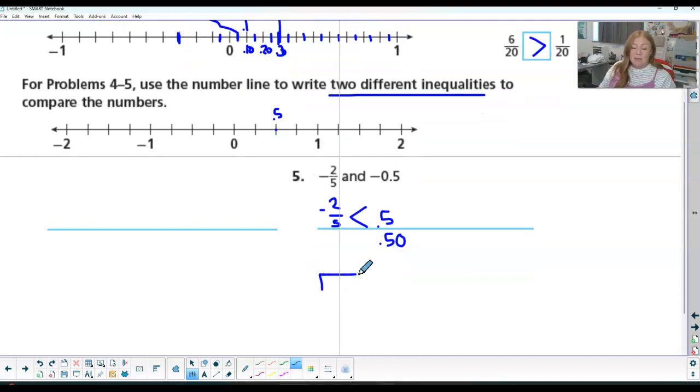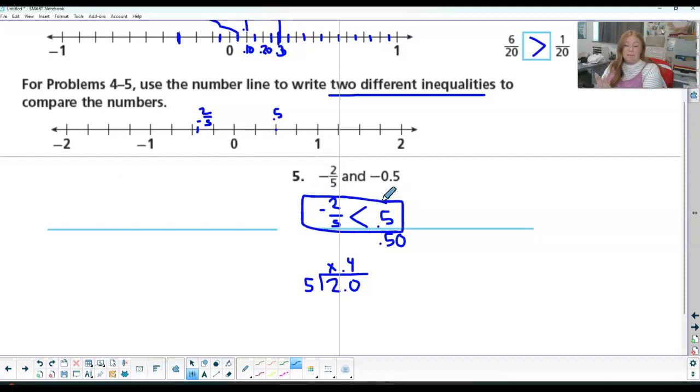If I did want to put it on the number line, I could take 2 and divide it by 5. Can't go into 2, but it goes in there 4 times. So 40, this would be 40. This was half, so it'd be about right here would be negative 2/5. And I can see 5/10 is greater. So here's one inequality.